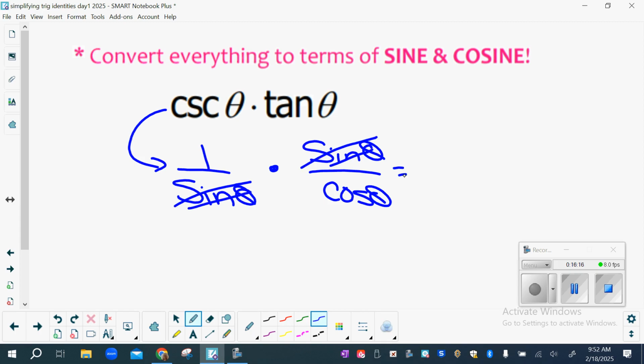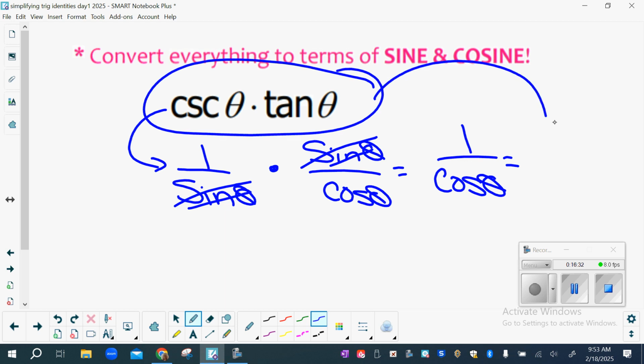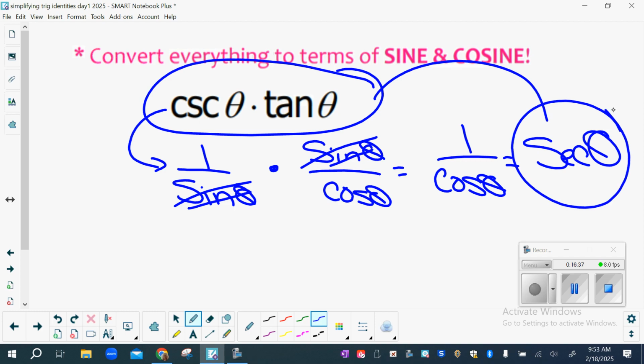So what I get is 1 over cosine, which is okay, but there's a word for 1 over cosine. Look on your magic sheet. What is it? It is secant. And so I've taken this ugly mess and really it simplifies to be secant. That's the whole problem. That's so easy if you know how to rewrite it. You'll get there. I promise.